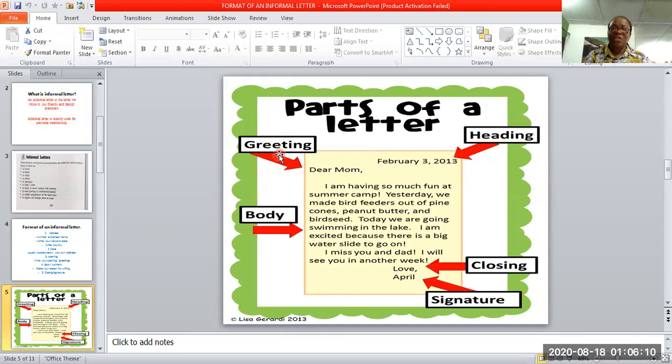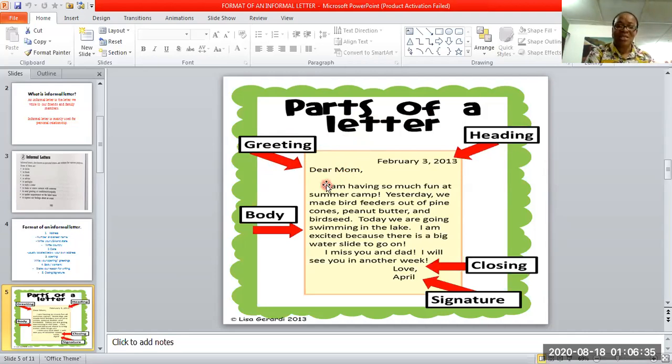Observe the location of these parts. They are not modeled together. You must know that the heading is at the far right hand side, while the greeting is on the far left hand side. Yes? Dear Mom. In this case, we are writing to Simbi, so we say, Dear Simbi.